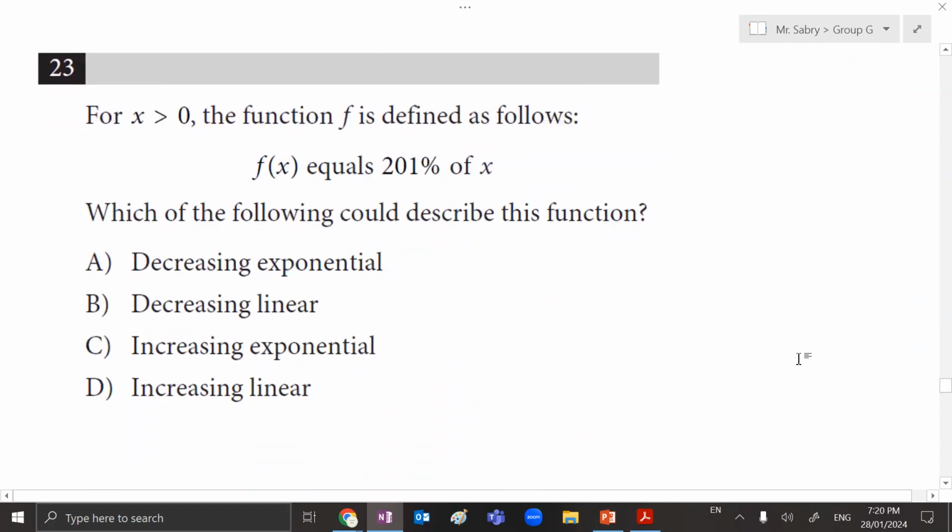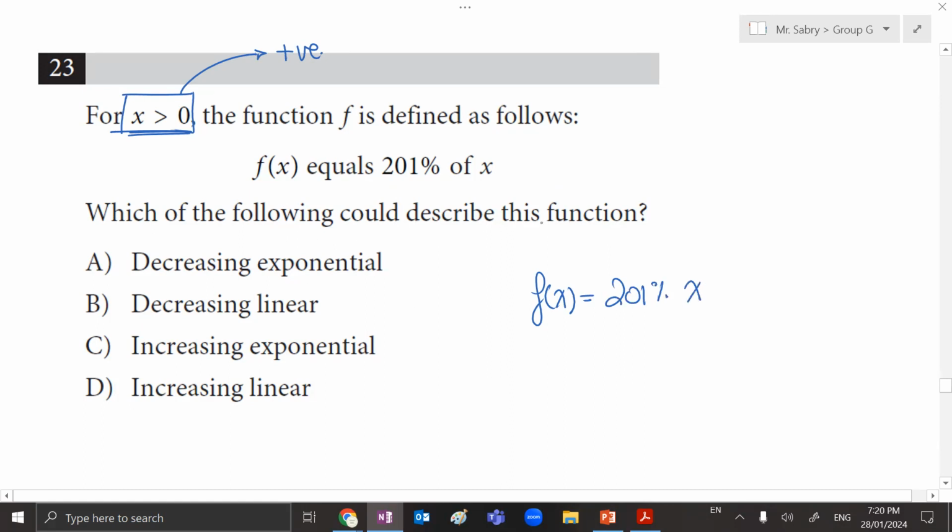23. X is bigger than 0. What does that mean here? When they say that something is bigger than 0, they're just trying to tell me whether it's positive or negative. So because they said X is bigger than 0, I know it's positive. They're saying f of x equals 201% of x. I'll leave it as it is, 201% of x, meaning times x.